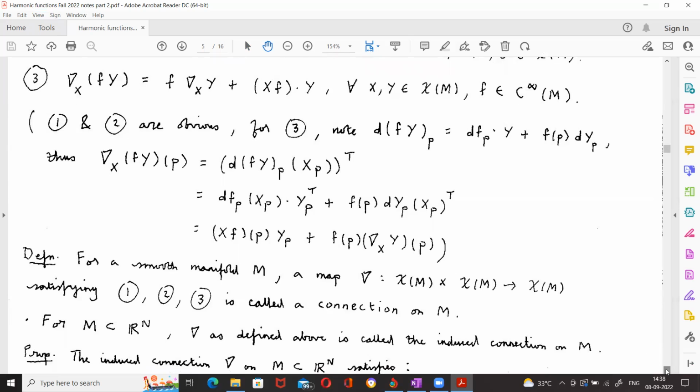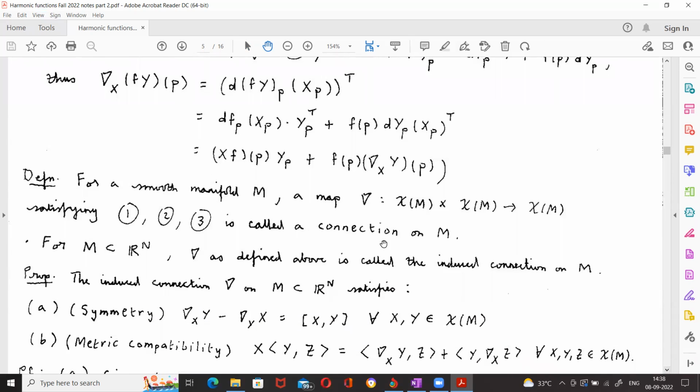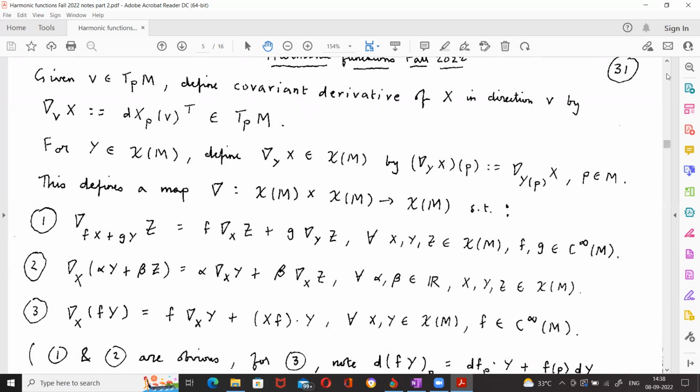Okay, so now we make a definition. For a smooth manifold M, a map nabla from vector fields cross vector fields to vector fields, which satisfies axioms 1, 2, and 3, is called a connection on M, or an affine connection, sometimes it's called. So a connection is C infinity linear in the first variable, it is R linear in the second variable, and it satisfies the Leibniz rule in the second variable. These 3 properties are the axioms for a connection on a manifold. Is it clear?